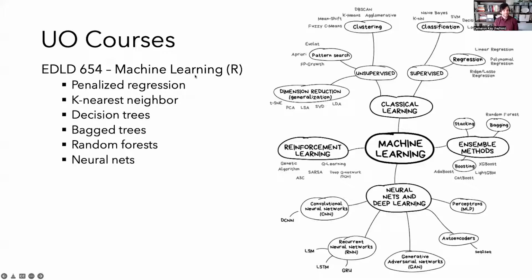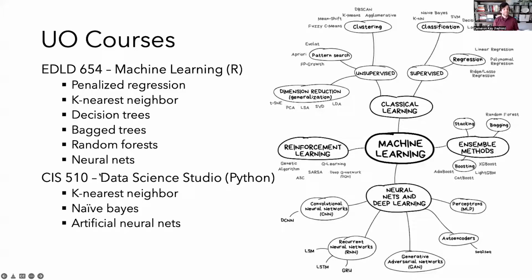If you're interested in machine learning, specifically in R, because this class is all in R, I would highly recommend that class. The class covers things like penalized regression, which I'll be talking about today, k-nearest neighbor models, decision trees, bag trees, random forests, and neural nets. It really isn't a deep dive into neural nets, but this next class does provide more of a deep dive into neural nets.